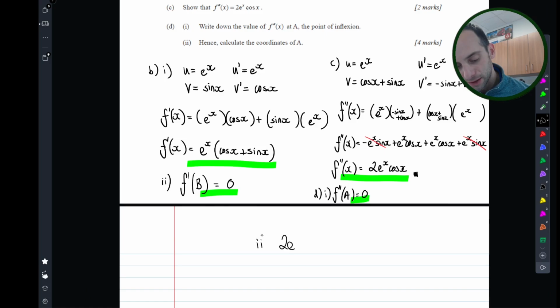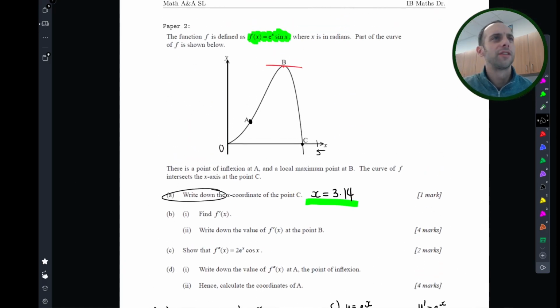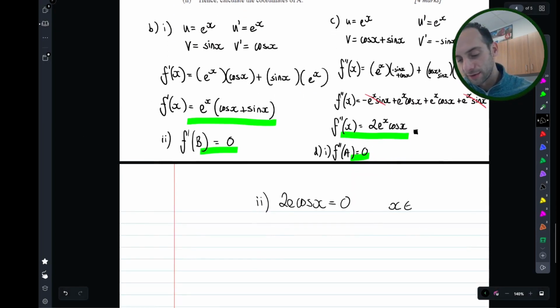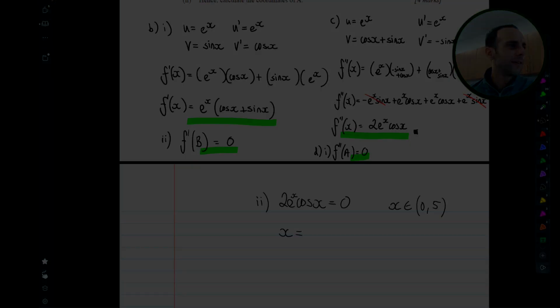We're going to use our calculator for that part. So in D part 2, we want e to the x cosine x equal to 0. And we know that x, using our graph, is somewhere kind of between about 0 and 5. That's how we set up our x-axis. So we'll give our numerical solver a little range to work with, e to the x cosine x there, 0 to 5. And we'll let our calculator go to work on that.